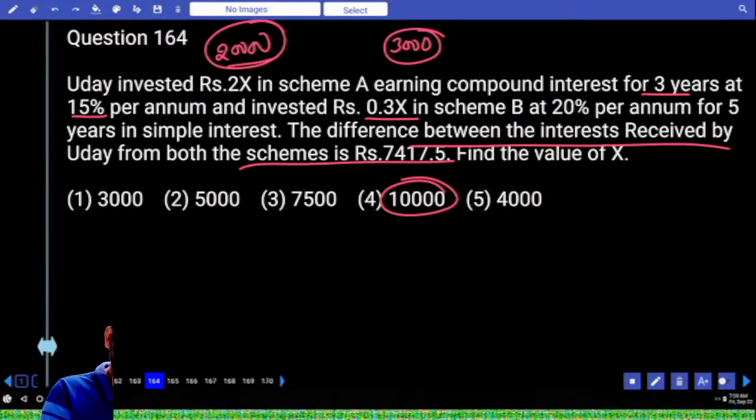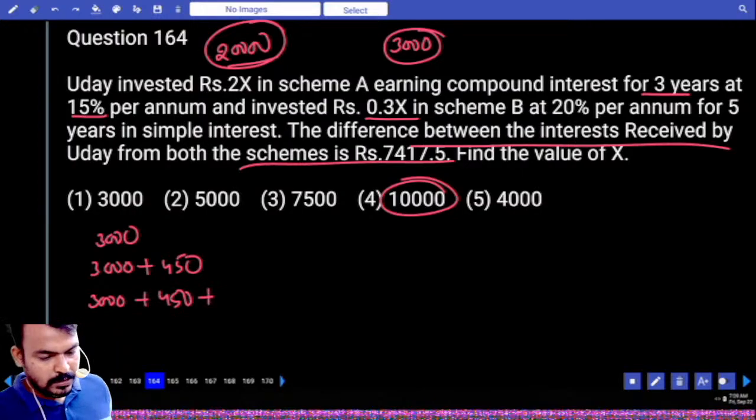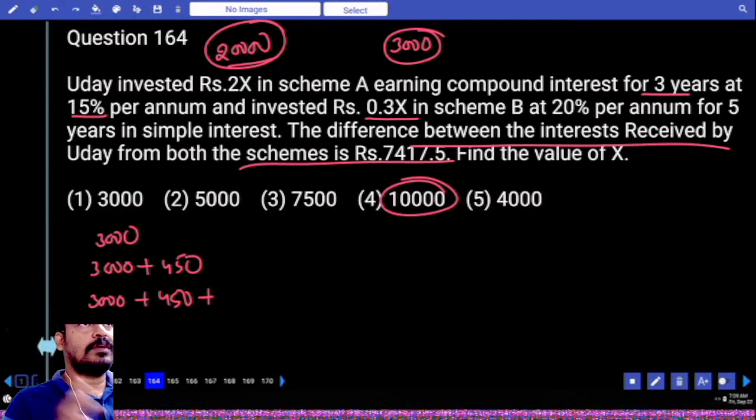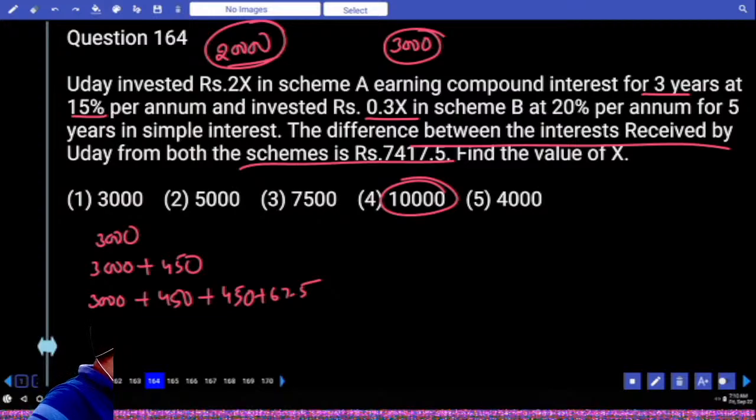First, 15% of 20,000 is 3,000. It is the first year interest. Second year interest 3,000 plus 450. Third year, 3,000 plus 450 plus, 15% of 450 means 67.5. Third year interest means simple interest plus interest on first year plus interest on second year. Total it is how much?